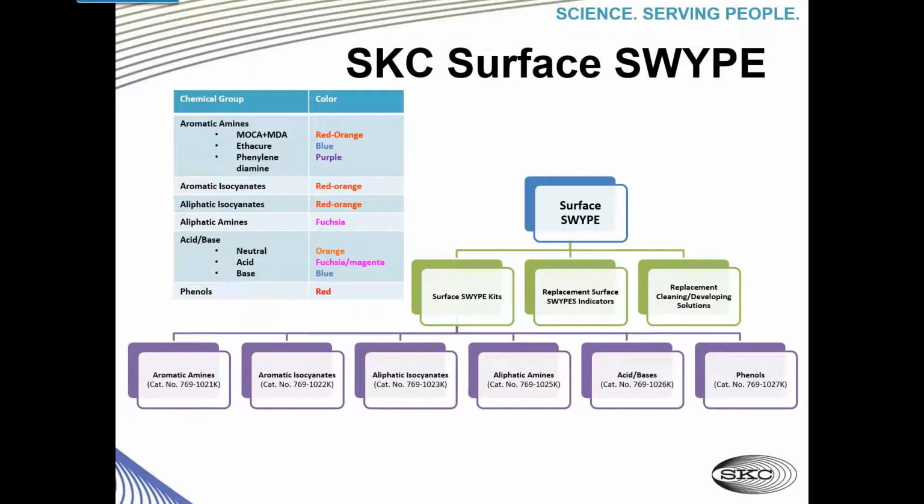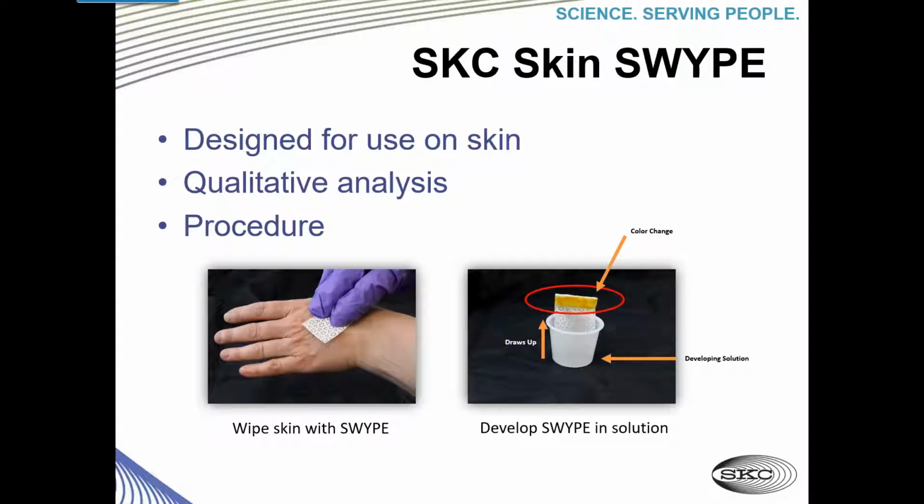And also in that slide, you will see all of the products related to the surface swipe. The kits for all of the chemical groups, the replacement surface swipe indicators in case you need them, and then the replacement cleaning developing solution. You will find more information in those documents that I said in the beginning you can download from the WebEx box.